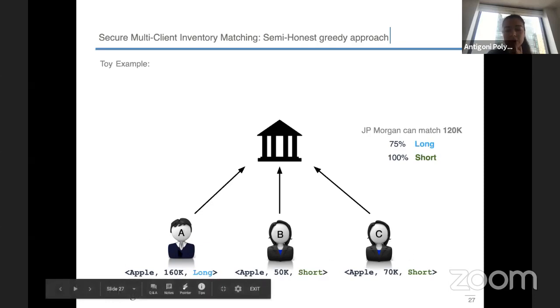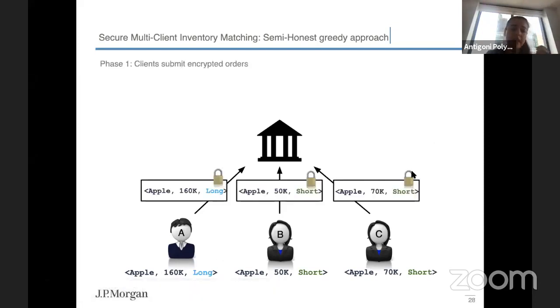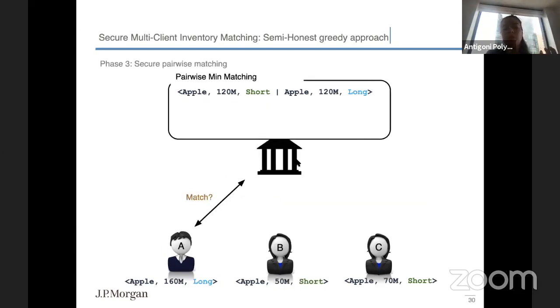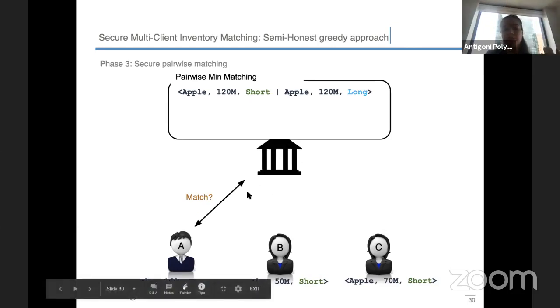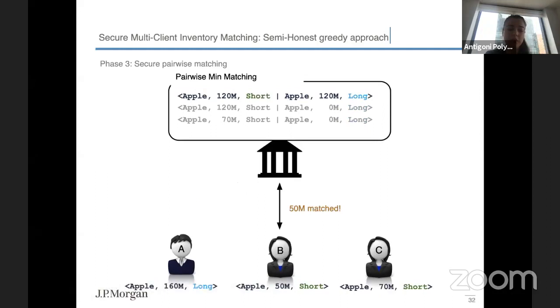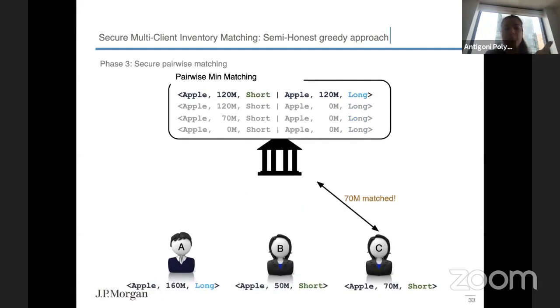So let's say we have 3 clients and we want to match them together, okay? The first one wants to buy Apple, the other 2 want to sell, and we can give 75 for the long and 100 for the short. The first step is that the clients encrypt the orders and send them to JPMorgan, and we do a secure aggregation, okay? And then we know how much short and how much long we have to offer. Then we go to every client one by one, let's say first come, first served, and we see how much we have available, and we compute a secure mean to find out how much we can match, okay? So the first one we can do 120, the second 50, and the fourth 70, okay?